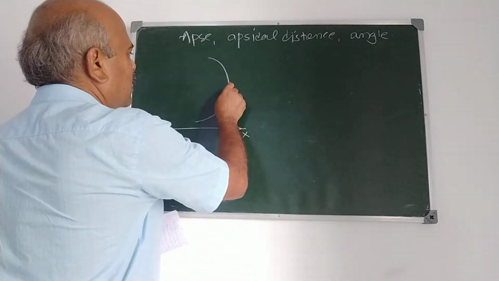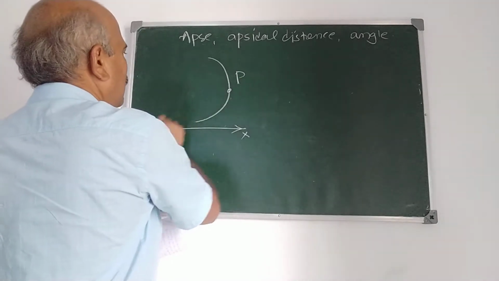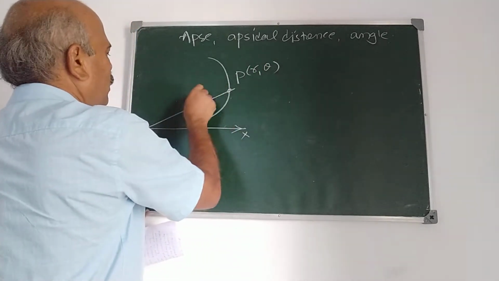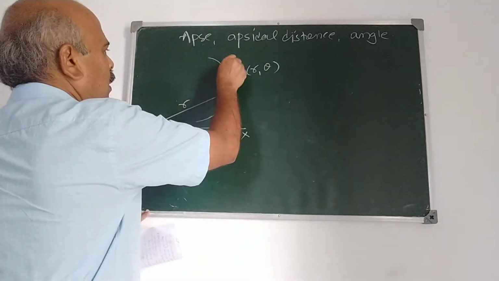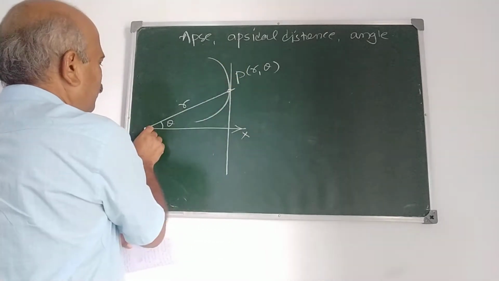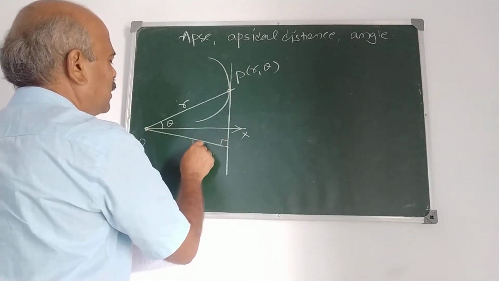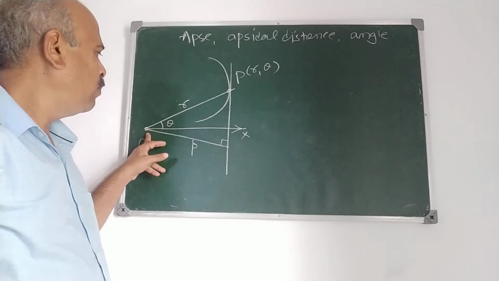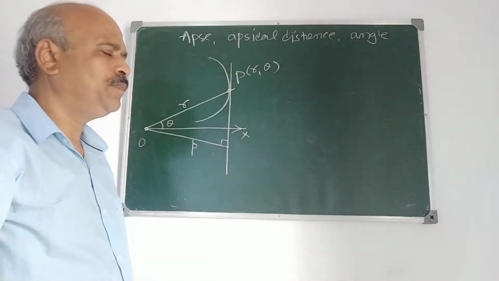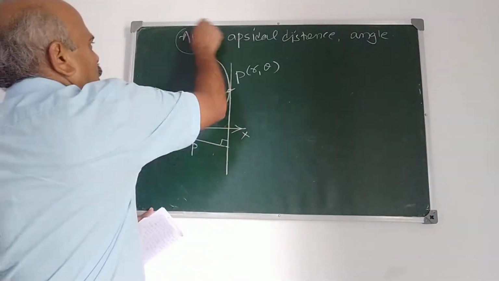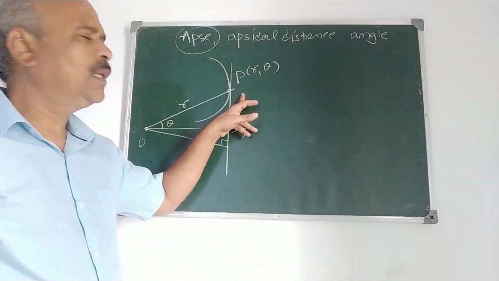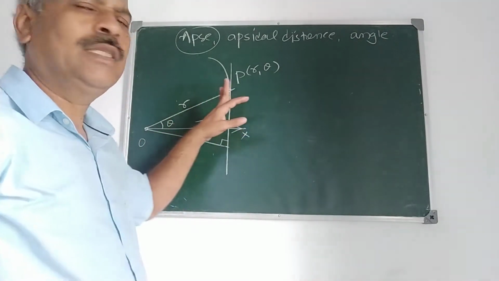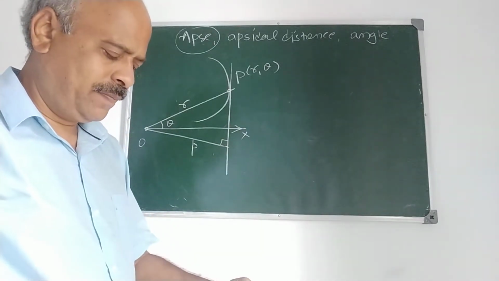Now I take P as a point on the central orbit and join OP, then coordinates of P are r, theta. Suppose OP is equal to r and this is theta. Now we consider the tangent at this point and draw the perpendicular. This is taken as small p. What is this? Length of the perpendicular from the pole to the tangent at the point P. What is an apse? Apse is a point on the central orbit where the radius vector is either minimum or maximum.